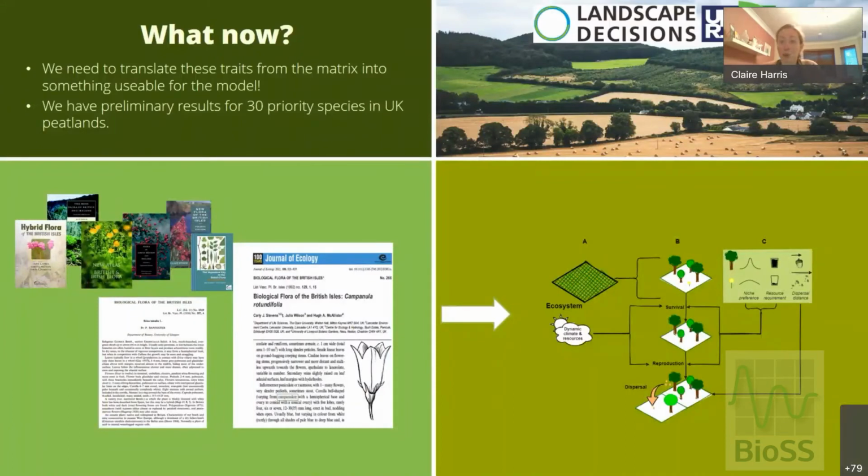And so we're in the position now where we have some good results on this for 30 priority species in the UK, and particularly we've been thinking about UK peatland species. And we need to take these traits that have come from numerous places, so taxonomic descriptions, literature and journal articles, UK flora, for example, and put them into some kind of form that's useful for our models.